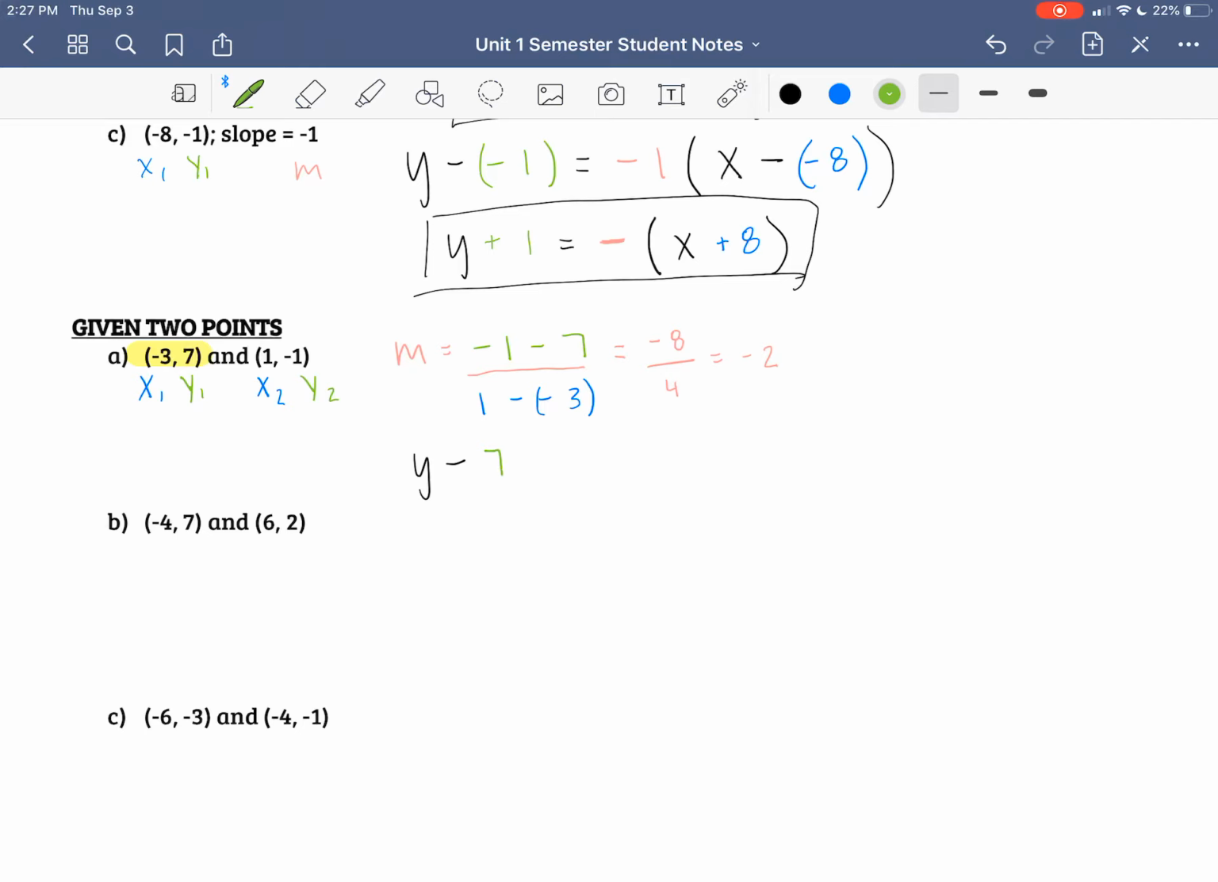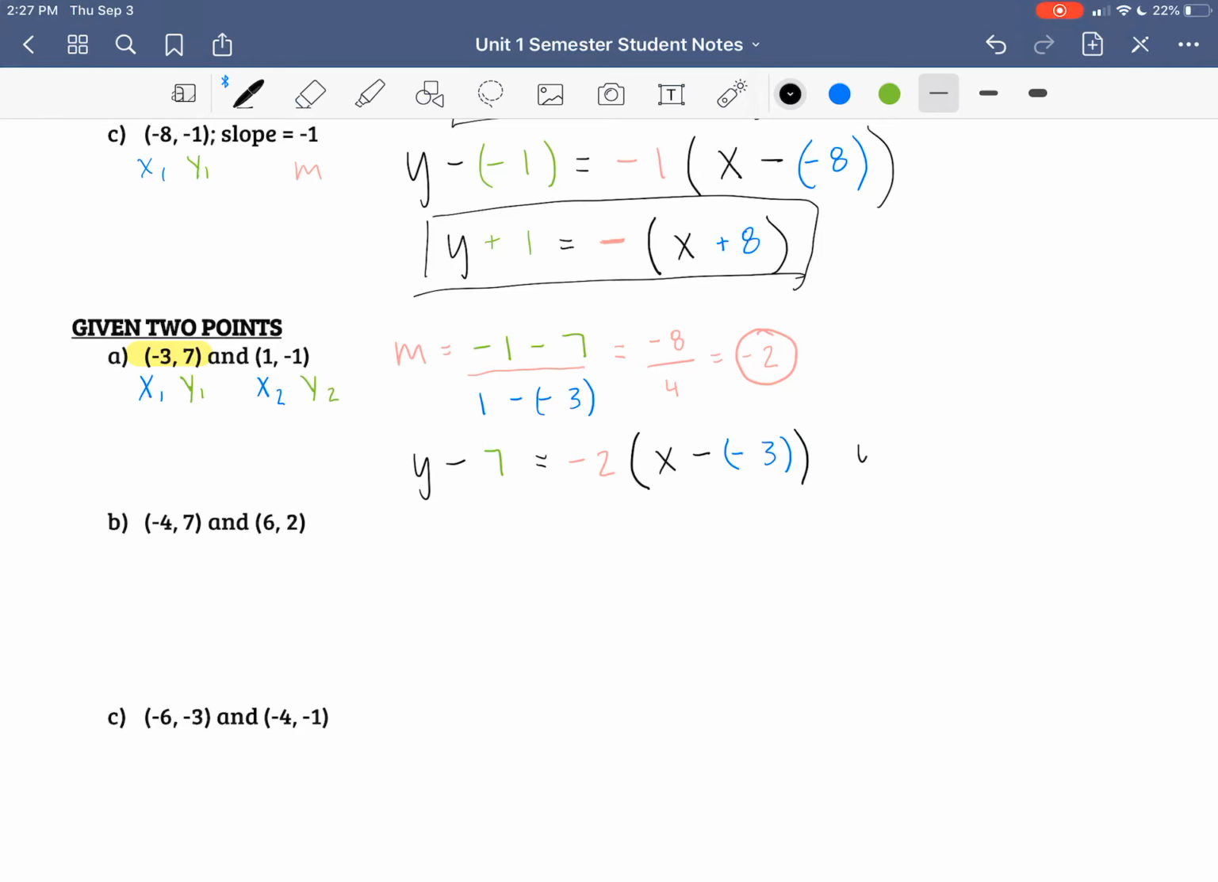So y minus 7 equals, we found the slope up here was -2 times x minus whatever x1 is, and in this case, that was a -3. There's one of those double negatives again, so I am going to clean that up a little bit. I'll write it over to the side.